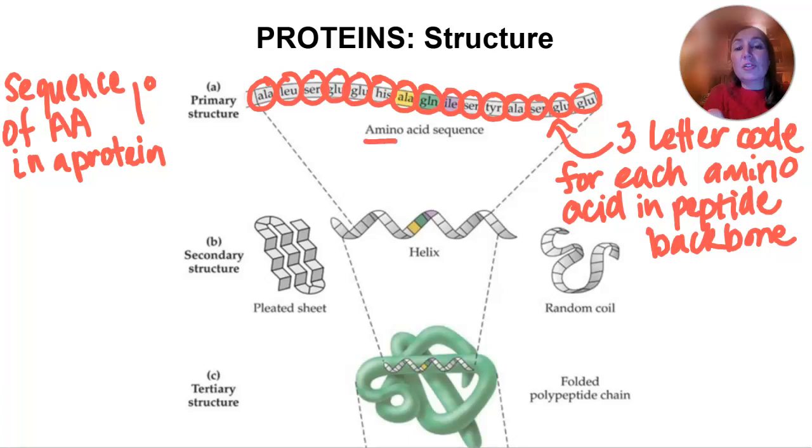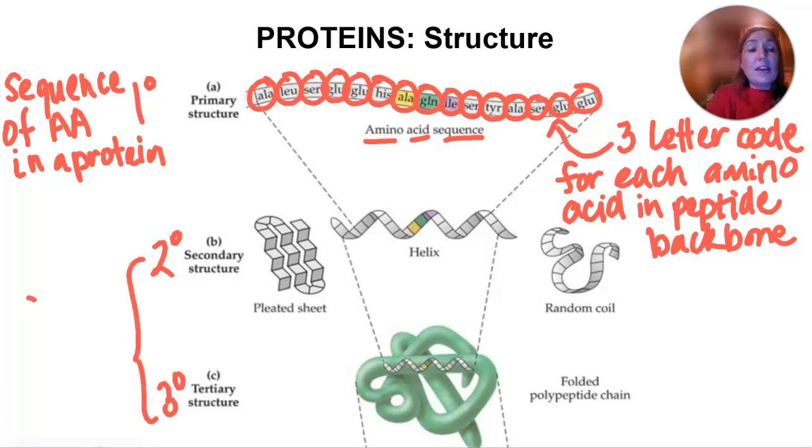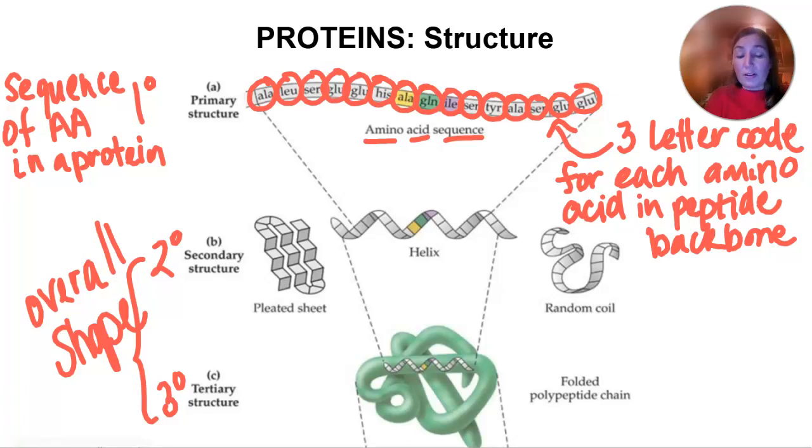So primary structure is the amino acid sequence. What order are the amino acids going in? Like alanine and then leucine. What is their actual order? Secondary structure and tertiary structure, so that second and third degree structure, really lead to the overall shape of the protein. They really play a big role in overall shape.